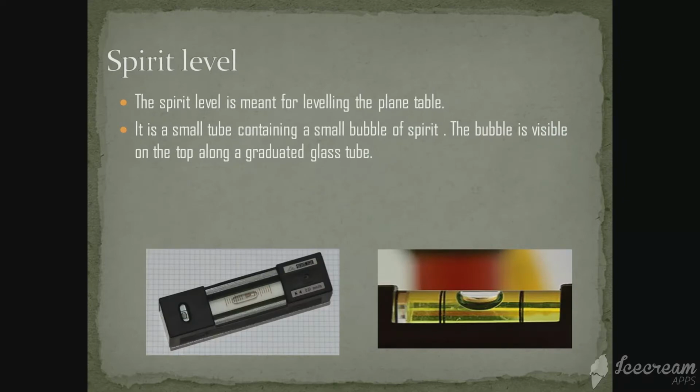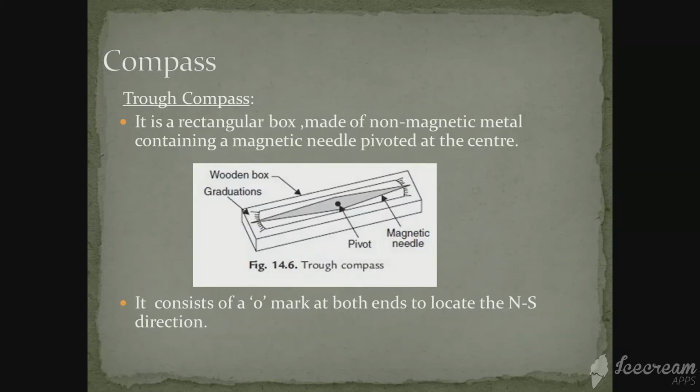Next one is the spirit level. The spirit level is meant for leveling the plane table. It is a small tube containing a small bubble of spirit. The bubble is visible on the top along a graduated glass tube. The next is the compass. Trough compass. It is a rectangular box made of non-magnetic metal containing a magnetic needle pivoted at the center. It has a zero mark at both ends to locate the north and south direction.